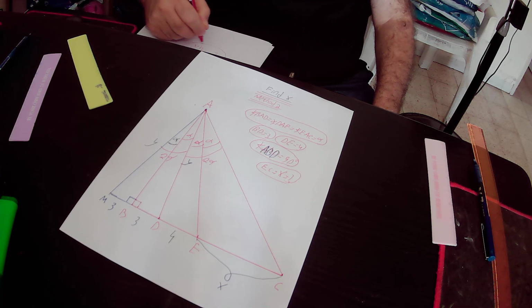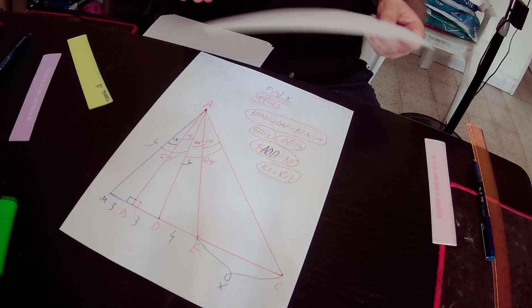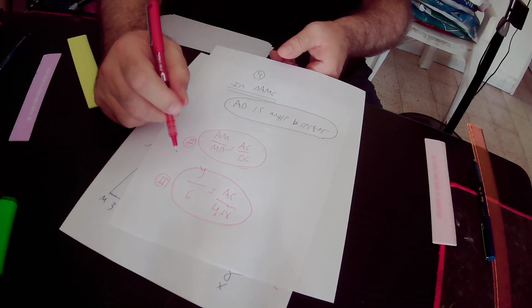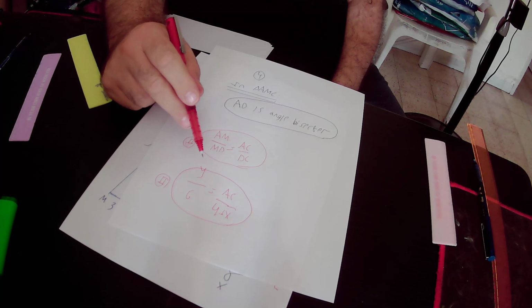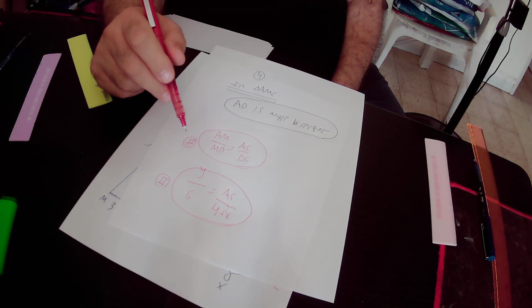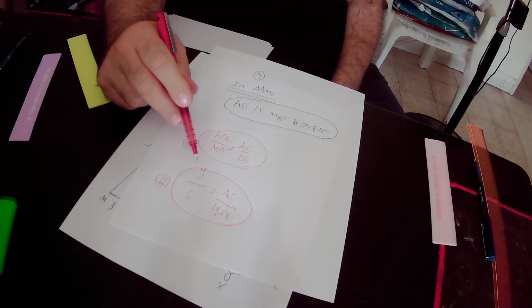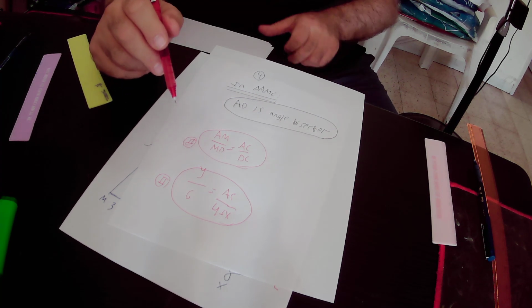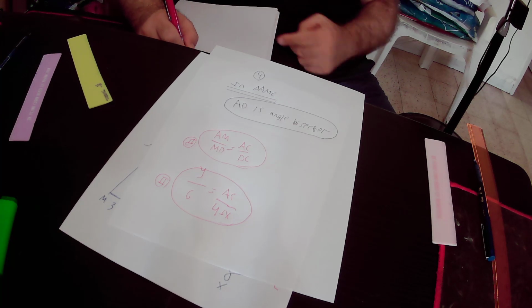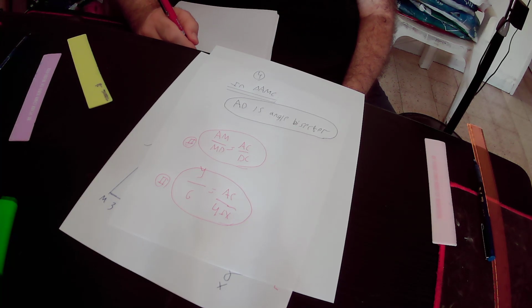So, according to equation number 2, we know that Y over 6 equals AC over 4 plus X. Here we will multiply this equality by 4 plus X, and we will get that AC equals Y over 6 times 4 plus X.